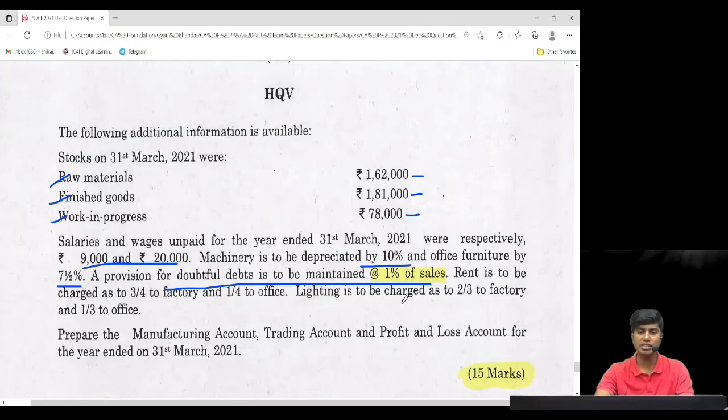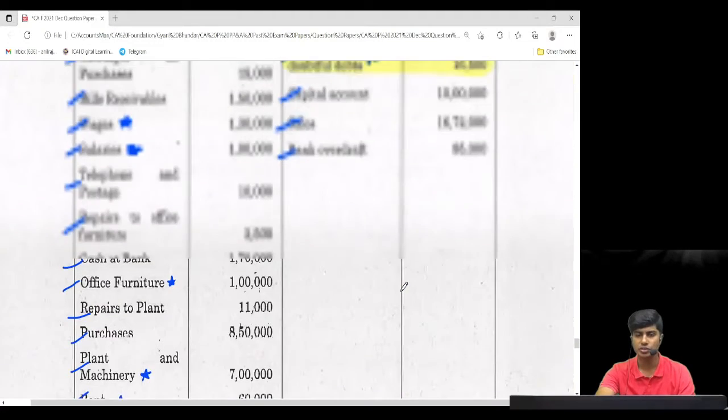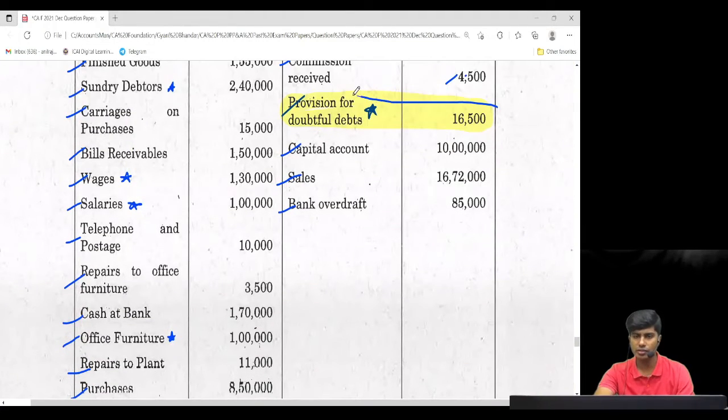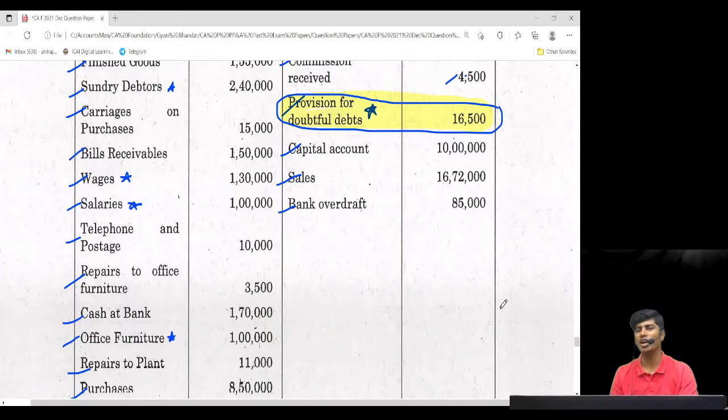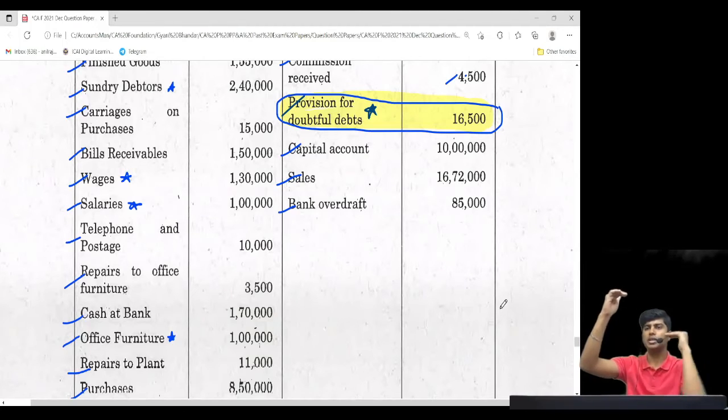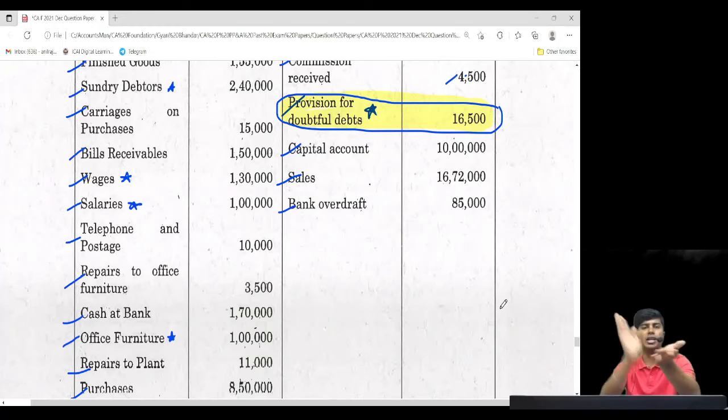But we already have an existing provision, which I have highlighted here. How much? 16,500 is the existing provision. The provision needs to be maintained at 16,720, so 220 is to be additionally created. How? 16,720 minus 16,500. Provision to be maintained is more than provision maintained, so 220 will be created now. Creation of provision is an expense. We'll write it on the P&L account debit side. How much? Only 220.